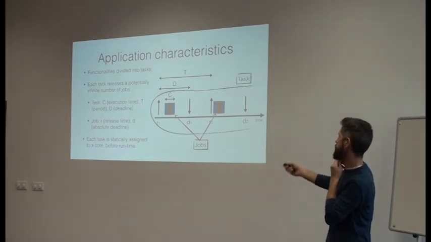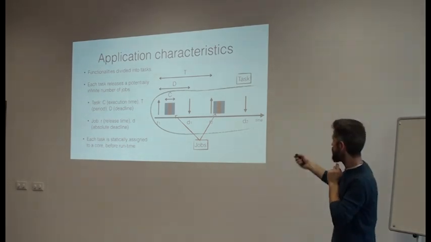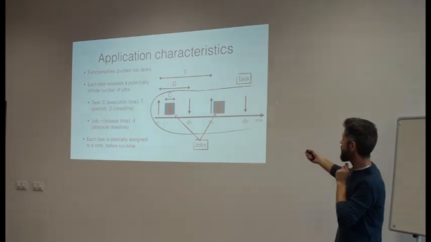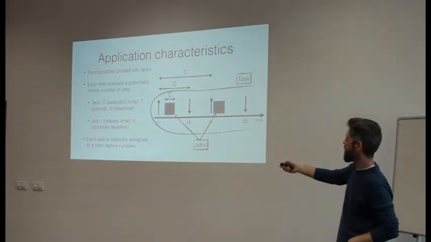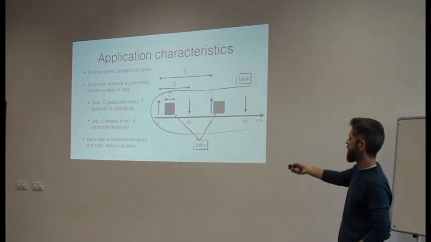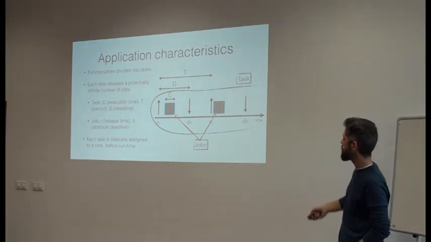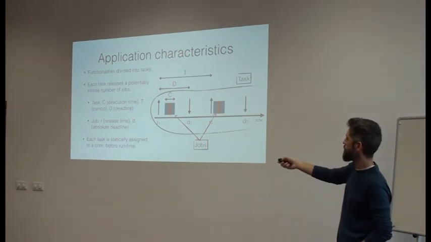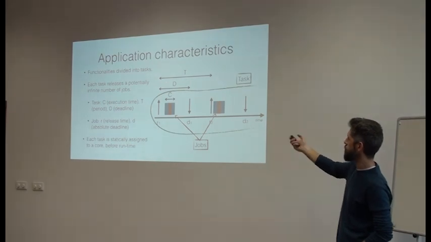Okay, maybe I can move on. So this is the task. The task is the set of these issued jobs. You have here the release time of this job. You have here the execution time of this job. Once it is released, it has this deadline, so it must finish before this time instant, and jobs are released with this period.